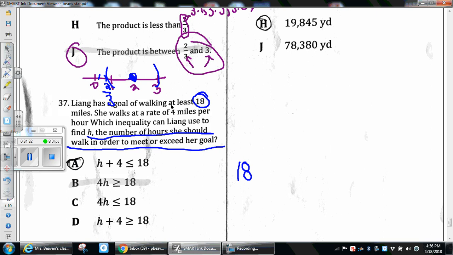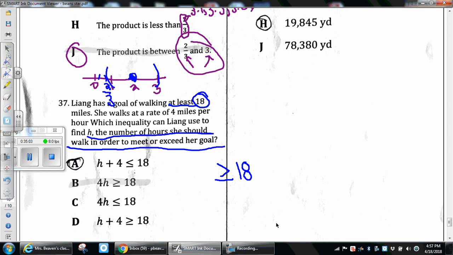Since it says at least, would it be okay if she walks more? Yes. What if she walks 19? That's more than 18, right? So then 18 is the smallest number, but if she does more than that, she will be happy. So we do the equal part, but we could be hopeful, or Leon could be hopeful that she will walk more than 18 miles.